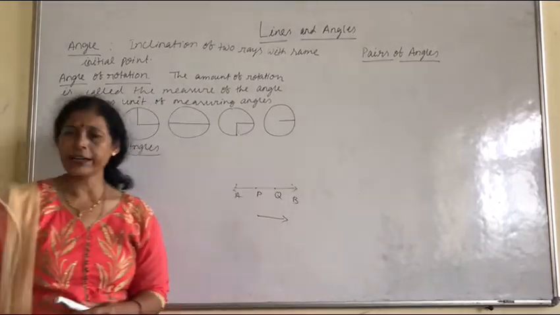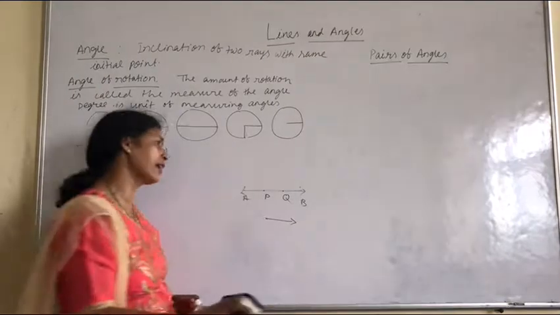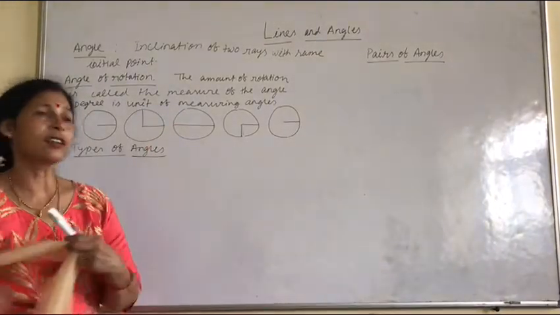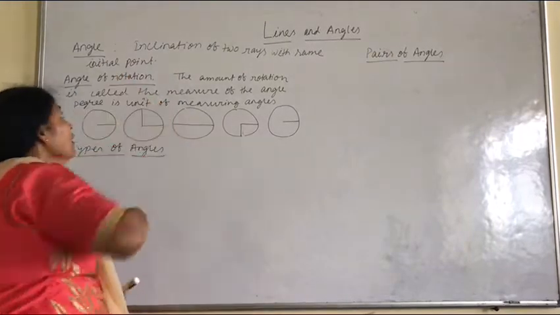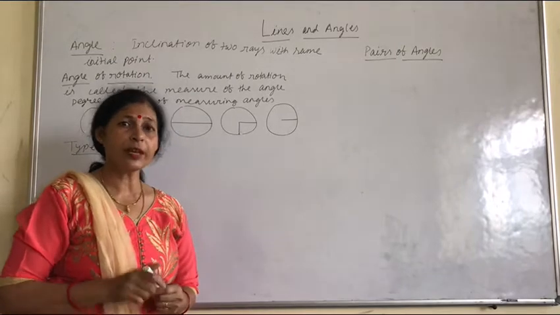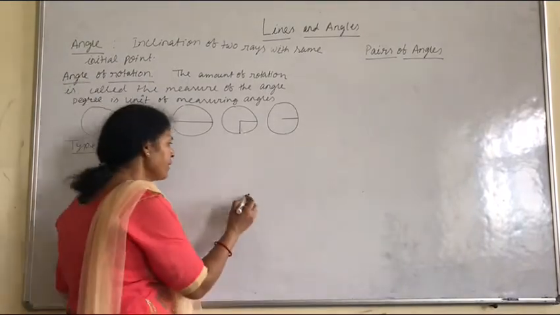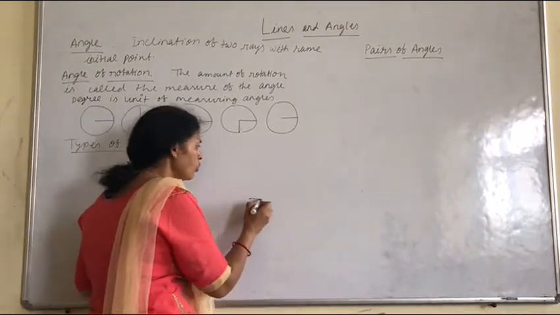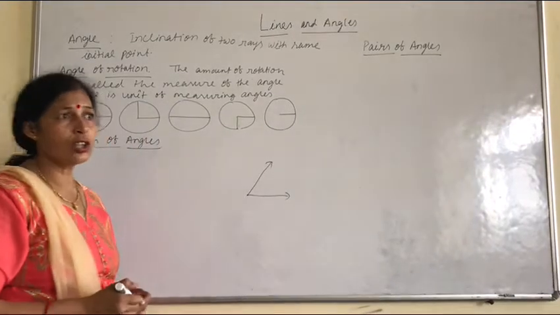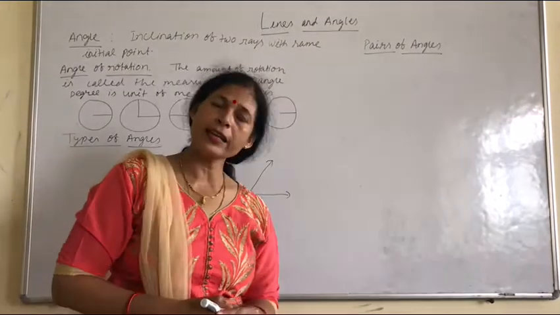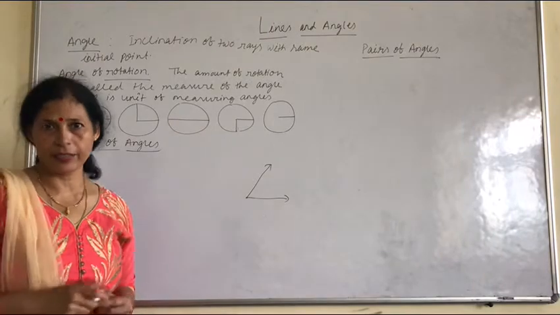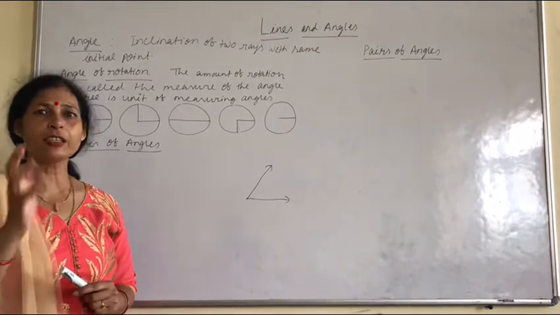So first let me explain about the angles. What is angle? How is angle formed? What is the definition of angle? Angle is the inclination of two rays with same initial point. That means 1 point, 2 rays. In other way you can tell 2 rays meet at a point. एक point पे दोनों ray मिलते हैं. Then an angle is formed.